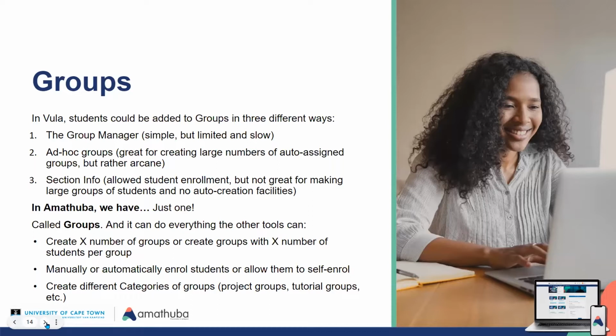Okay, moving on. So in Vula, there were 3 different ways, using 3 different tools, that you could create groups. And what generally ended up happening was that people used different tools for different kinds of groups. But in Amathuba, there is a single tool called groups. In that tool you can create different categories of group. So you might have, for example, project groups or tutorial groups or week 3 groups or something of that nature, depending on the pedagogic structures of your course.